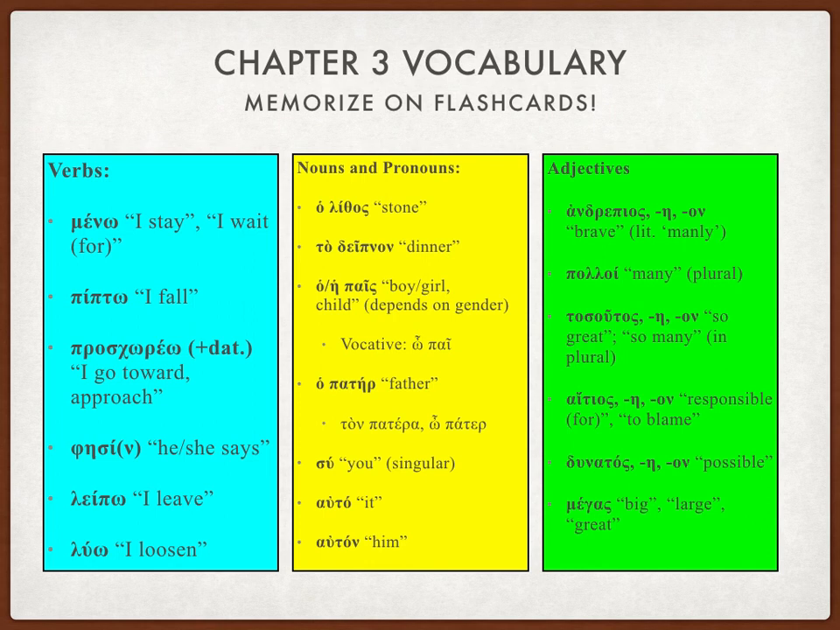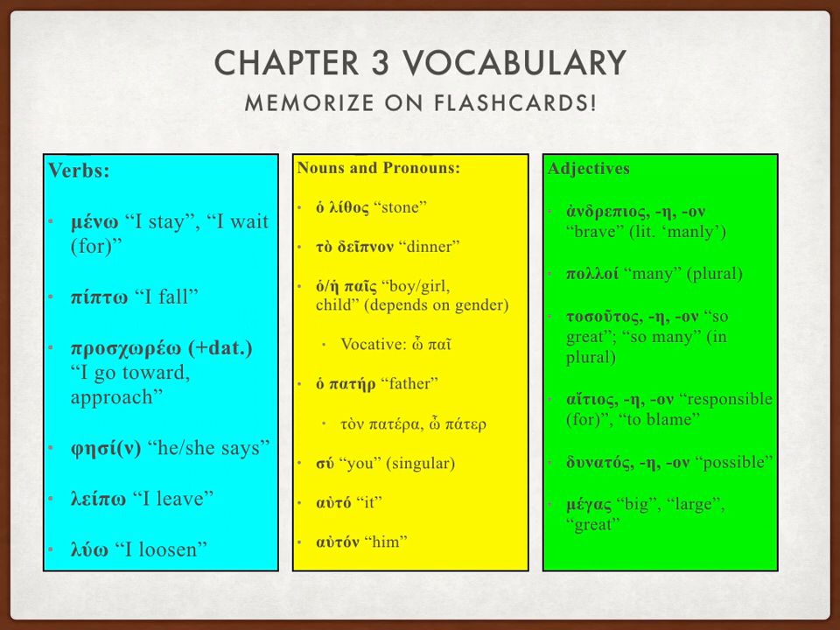Proserchomai, a very important word that means I approach or I go towards someone. But when I approach someone in Greek, when I use proserchomai, I put the person or thing I'm approaching in the dative case. So that's going to be really tricky. You have to remember both of those together. Proserchomai plus the dative. I approach that person in the dative case. You'll never see an accusative used with this verb.